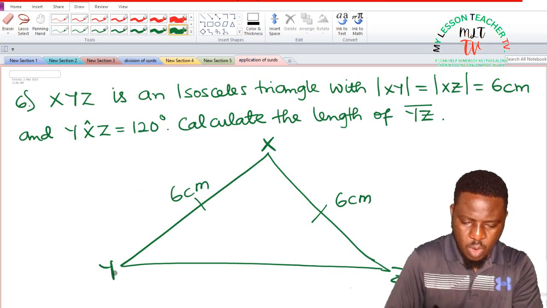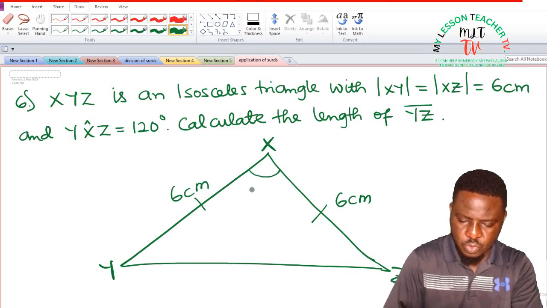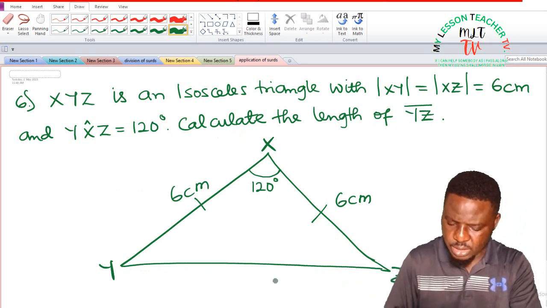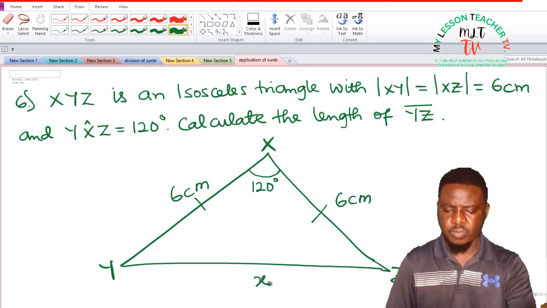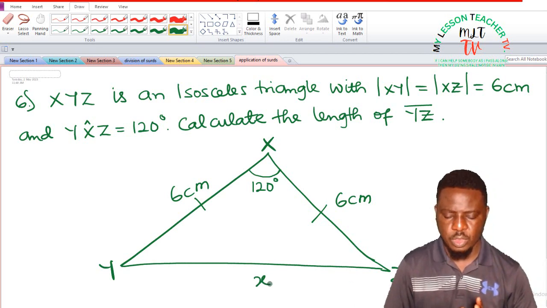And triangle YXZ, which is this angle they are referring to, is said to be 120 degrees. That we should calculate the length of side YZ. Let it be this. Let me call it X. So this is an isosceles triangle and is not a right angle triangle.